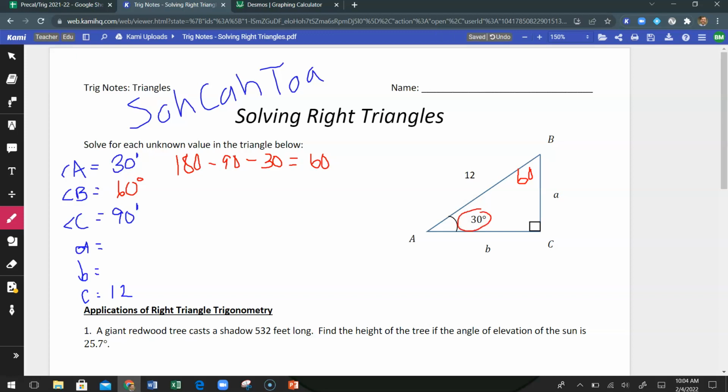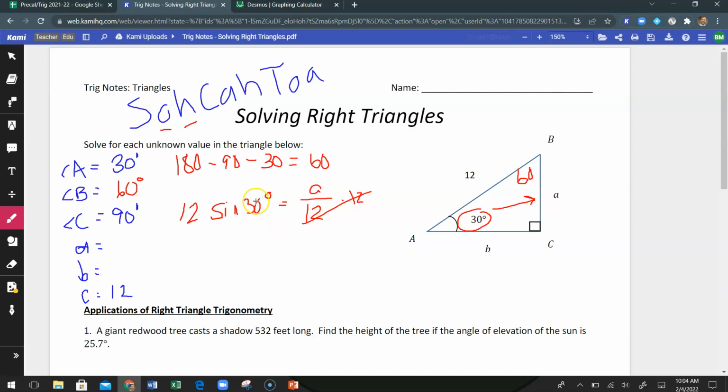Let's say I wanted to solve for side length A. Side length A is opposite that 30 degree angle. So I know I'm going to be using opposite, and I'm given the hypotenuse, so I'm going to use sine. So the sine of that angle, which is 30 degrees, is going to equal the opposite side length, which is A, divided by the hypotenuse, which is 12. To solve for A, I would just simply multiply by 12. Do not multiply 30 by 12. We are multiplying the sine of 30 by 12.